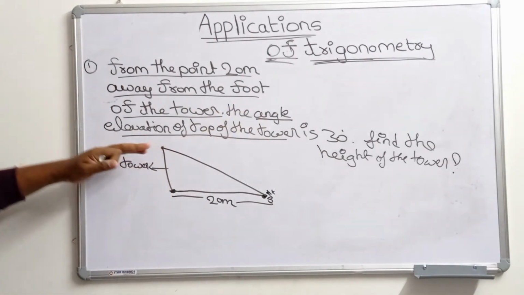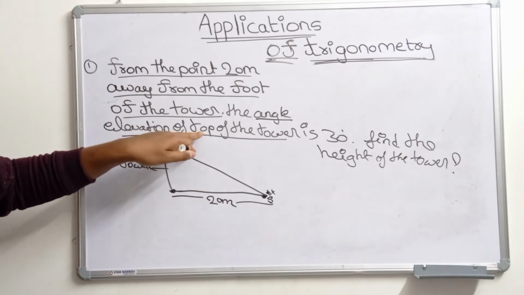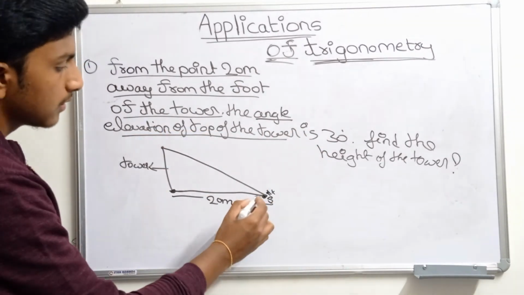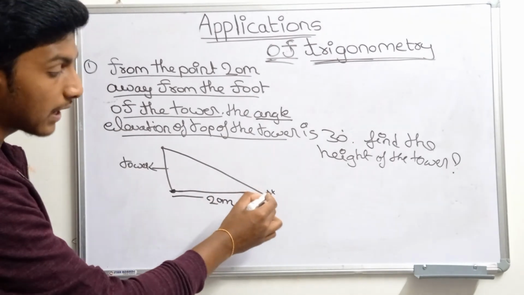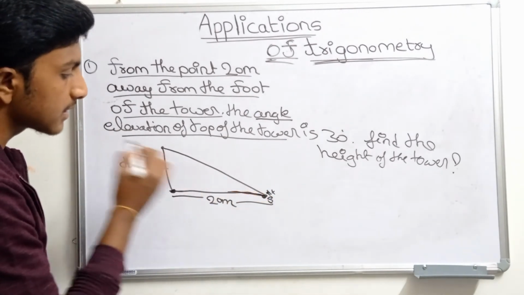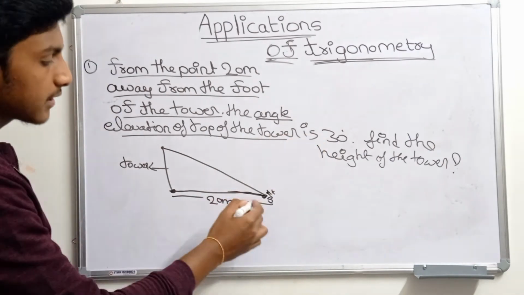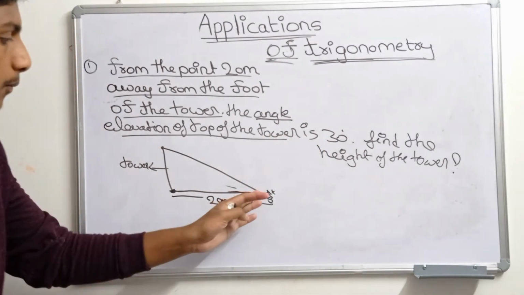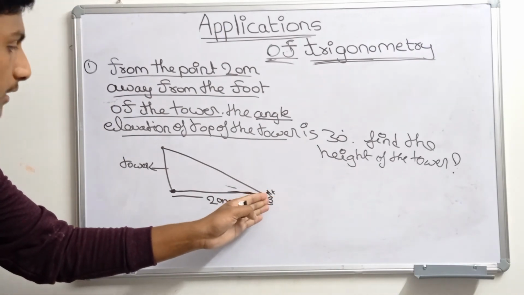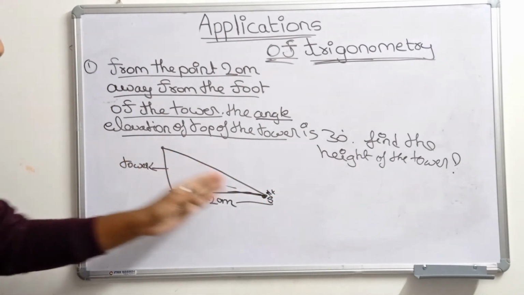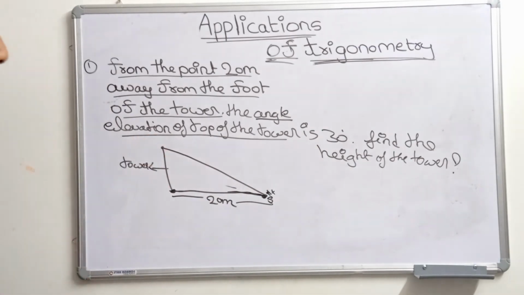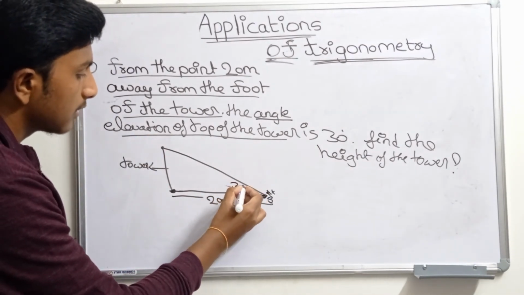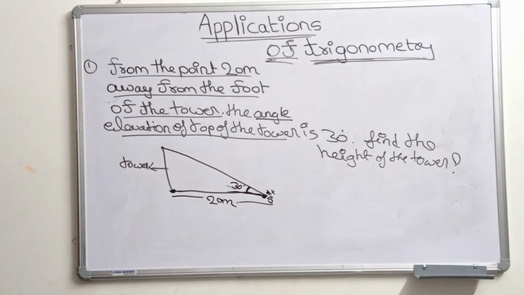That means the angle of elevation to the top of the tower is 30 degrees. Angle of elevation means this is considered as the horizontal range when height is neglected. This line is the horizontal range. And the line of sight is where the person is standing and viewing a point at the top of the tower. That means this becomes the line of sight. This angle is 30 degrees.